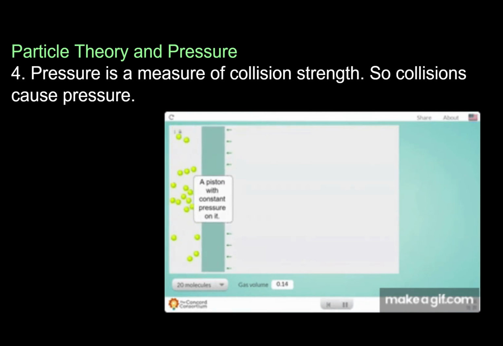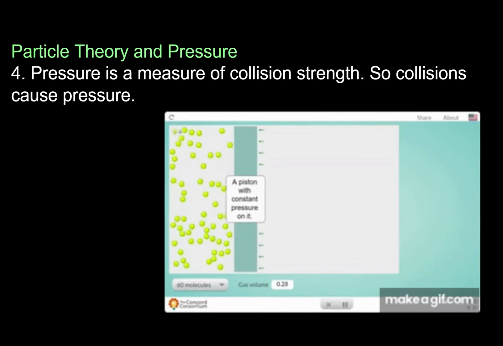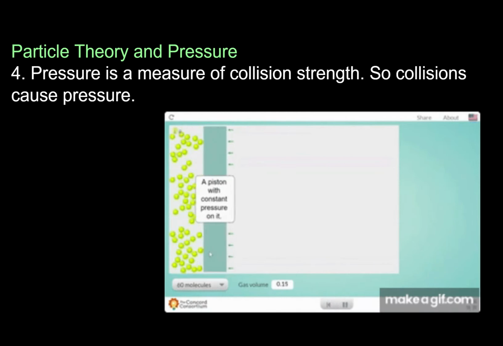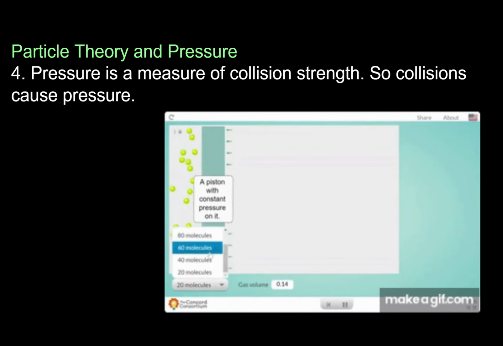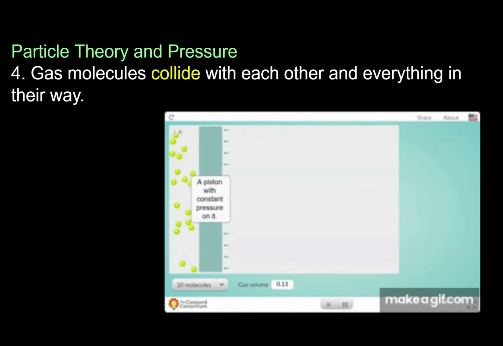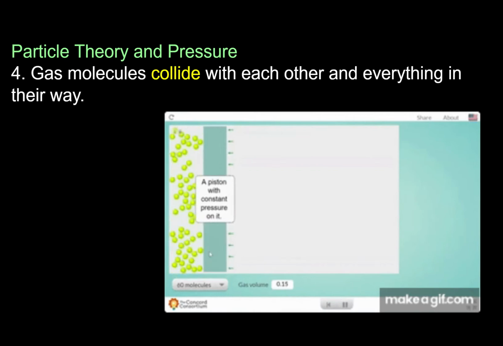In this video, we're going to learn how particle theory explains pressure. Pressure is a measure of collision strength. So collisions cause pressure. In this simulation, we're going to check out the collisions and see how they cause pressure. Gas molecules collide with each other and everything in their way.